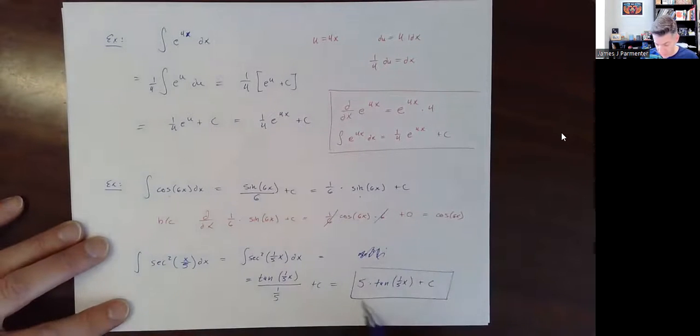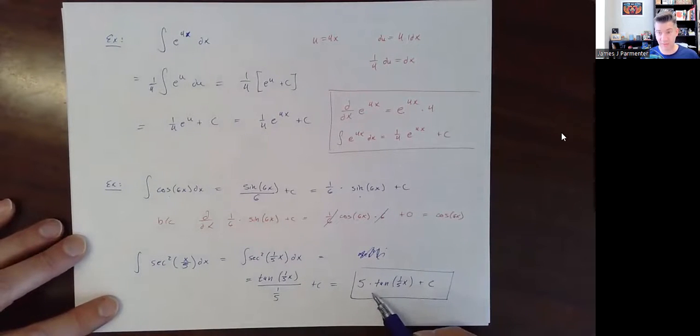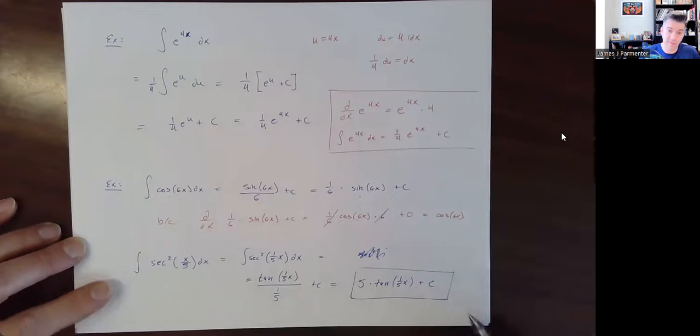Again, the derivative of this would be 5 times the tangent of the stuff, and secant squared of the stuff times the derivative of the stuff, and the derivative of that stuff would be 1/5. A couple more mini u-subs just because I think they're worth a while. Yes, maybe 2 or 3 more.